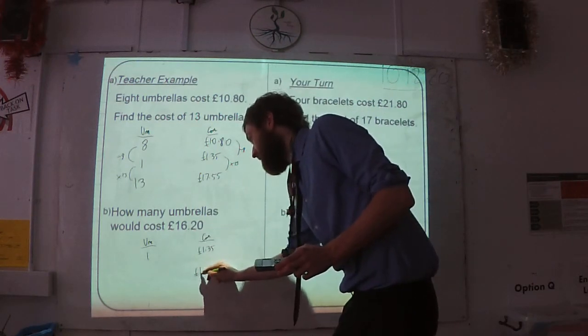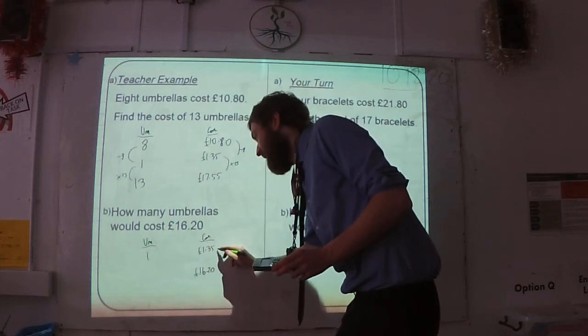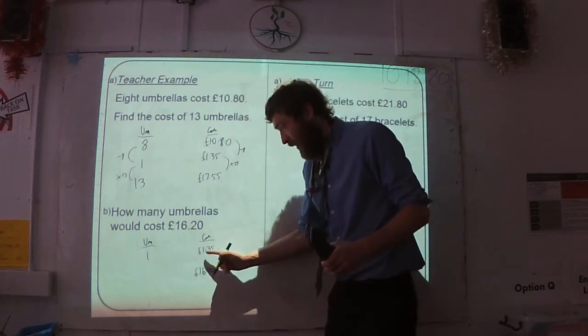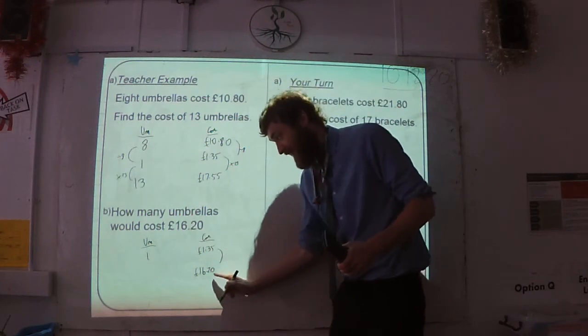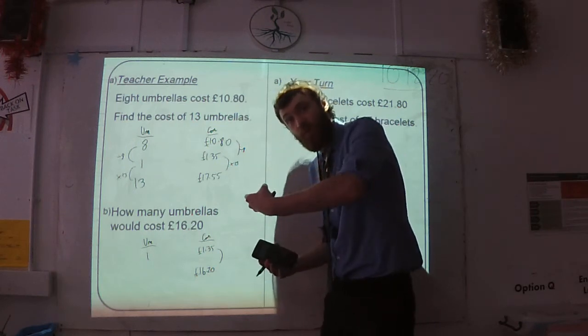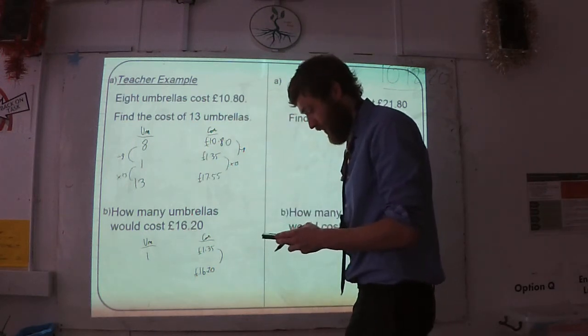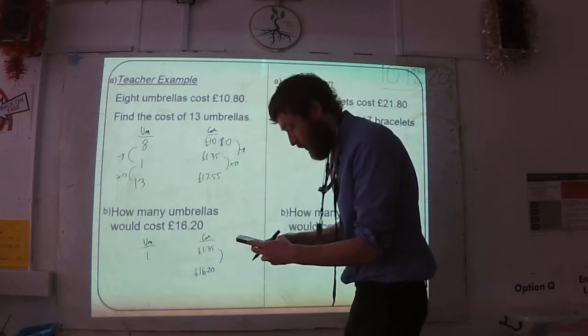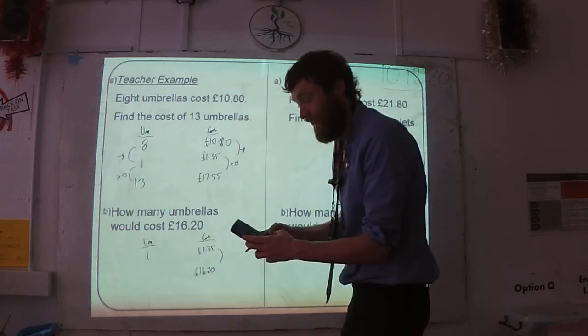So £16.20 here. Now this is where it gets a bit more tricky because you need to work out what I times £1.35 by to get to £16.20. But to do that, you need to work the opposite way. So therefore, I would go £16.20 divided by 1.35, and that equals 12.